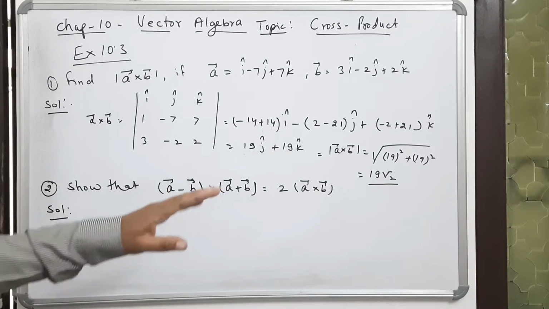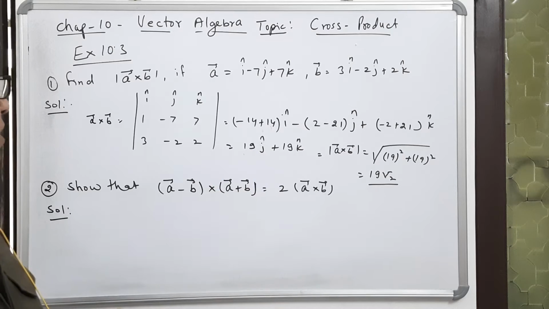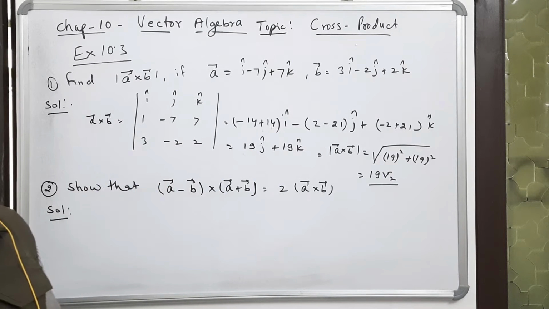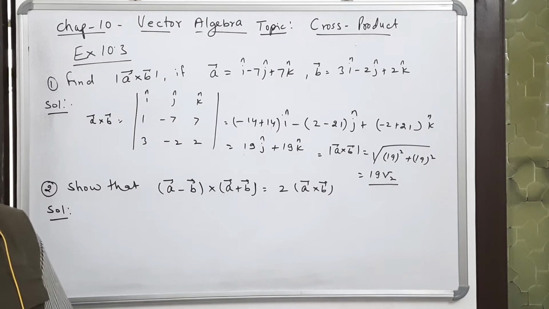For a student of 12th class it is not required to explain how to find the magnitude, that you already know, and how to find the cross product that you already understood now. But here we must have the strong knowledge of the determinant.